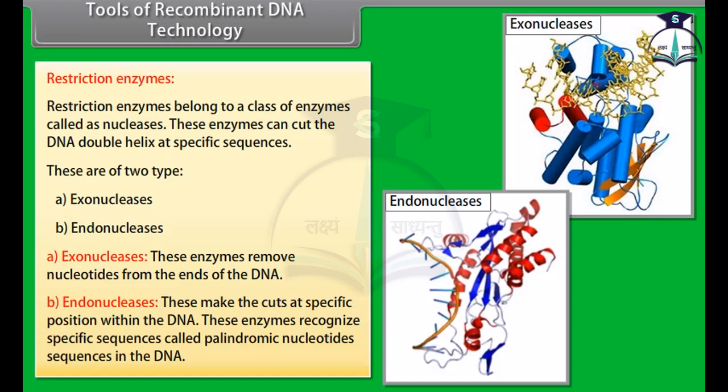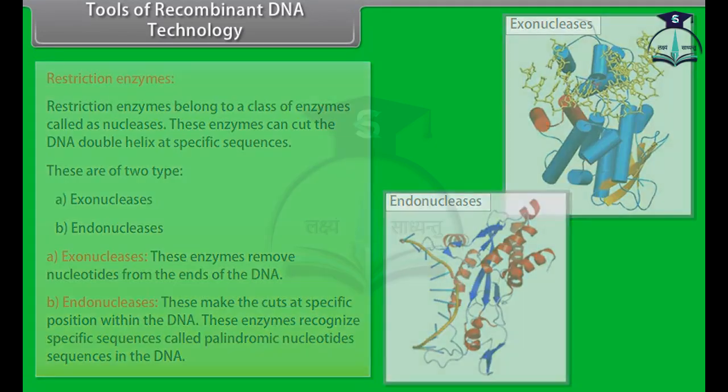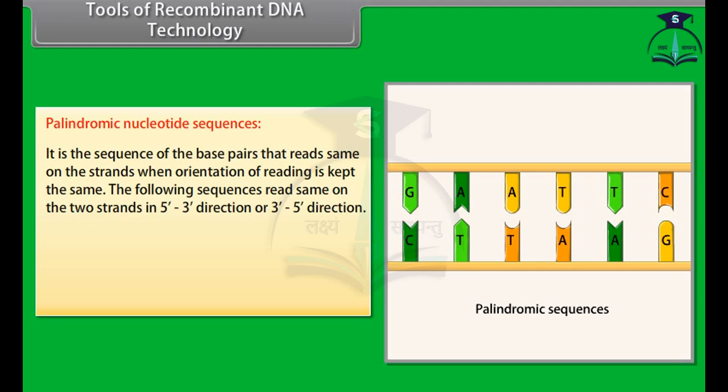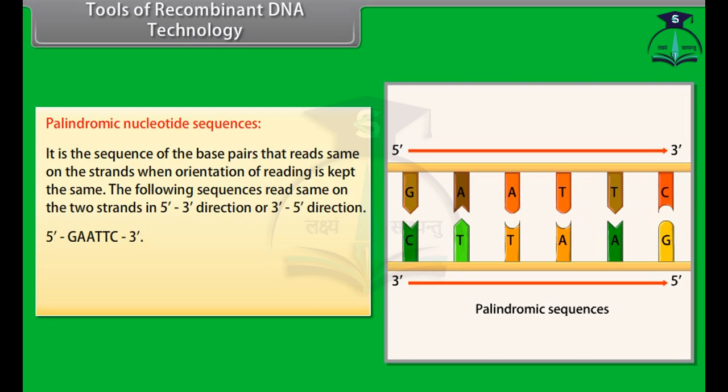These enzymes recognize specific sequences called palindromic nucleotide sequences in the DNA. Palindromic nucleotide sequences: it is the sequence of the base pairs that read same on the two strands when orientation of reading is kept the same. The following sequence reads same on the two strands in 5' to 3' direction or 3' to 5' direction: 5' GAATTC 3', 3' CTTAAG 5'. The first restriction endonuclease was Hind2.